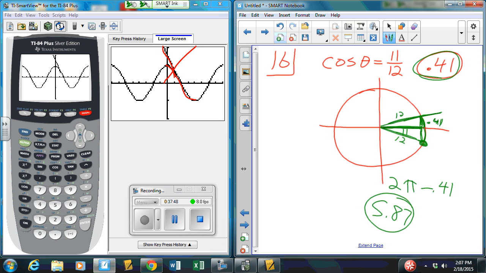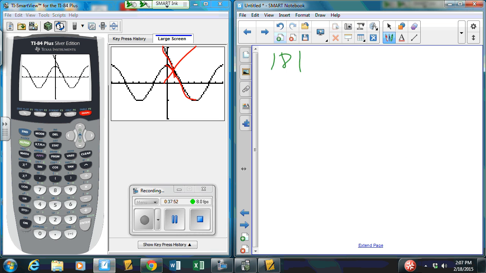Okay, go to 18. What's this one? Cosine of theta equals what? Negative 7/8. What's your calculator say on this one, Carly?